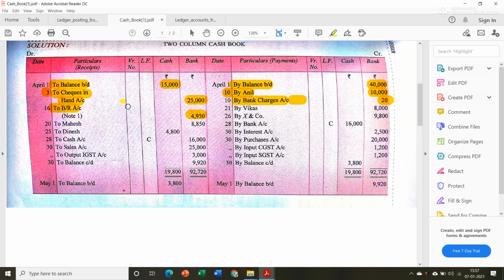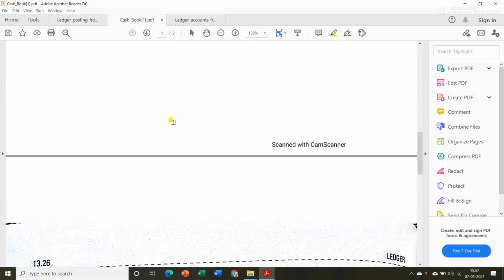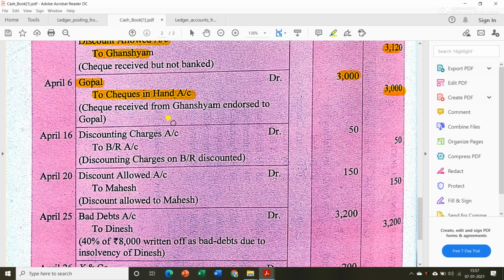Okay, so we wrote to bill receivable account 4,950, and that remaining 50 rupees that they deducted as a charge will be recorded in the journal. Okay, in here discounting charges account, because it is an expense for us. We expended 50 rupees and we received 4,950.